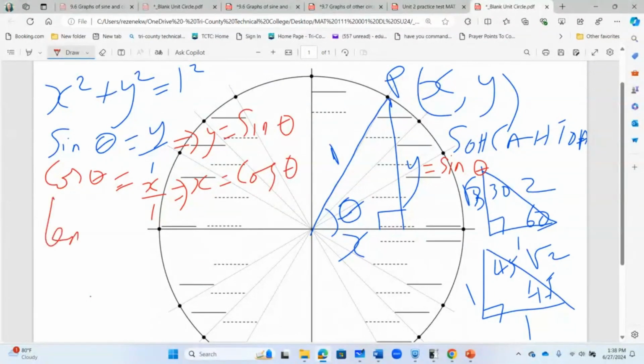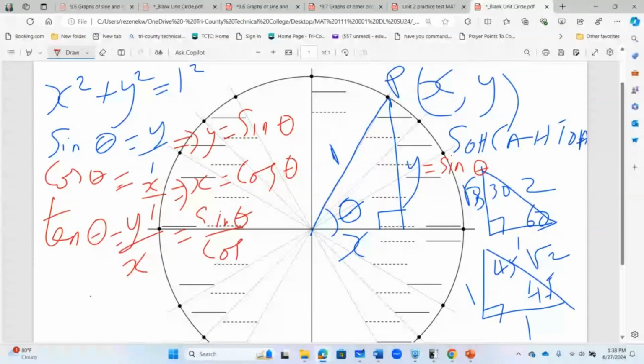And then tangent of theta is equal to sine over cosine. And if tangent of theta is sine over cosine, let's see here. Tangent of theta is opposite over adjacent, y over x, which is the same as sine theta over cosine theta. All right, so let's go back to that equation 1 by Pythagorean theorem. By the way, we call this Pythagorean identities.